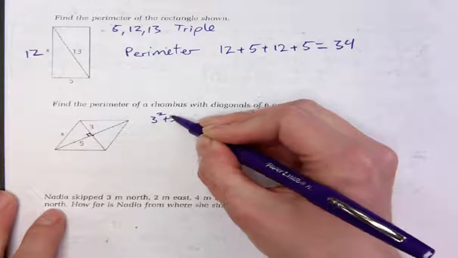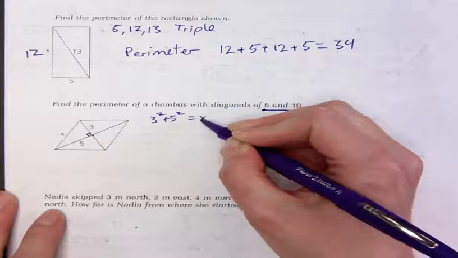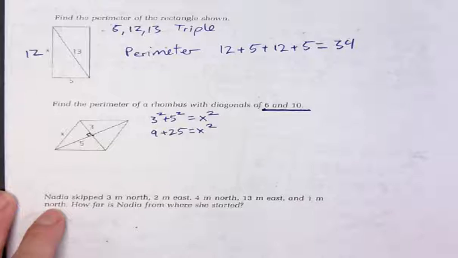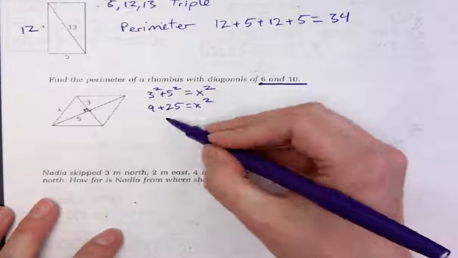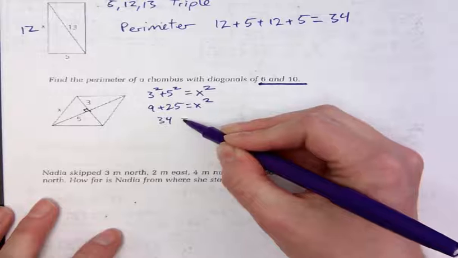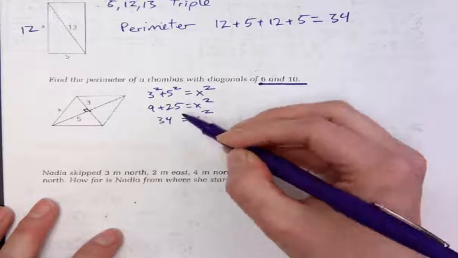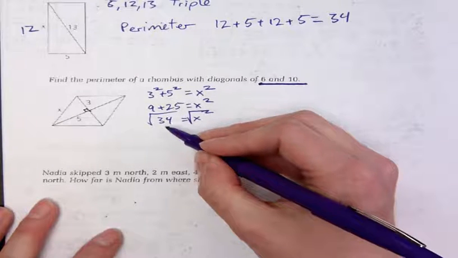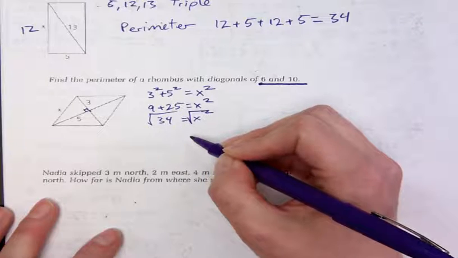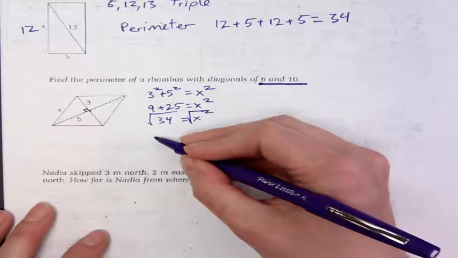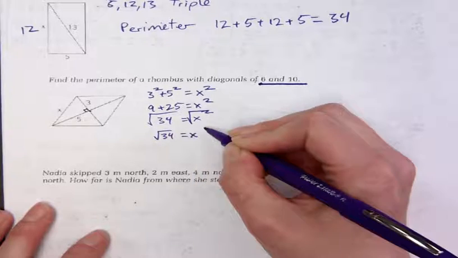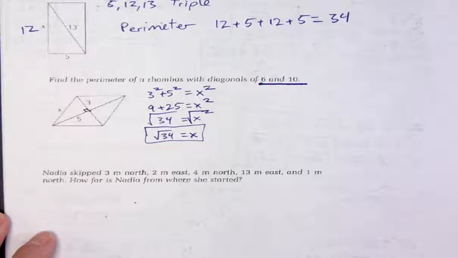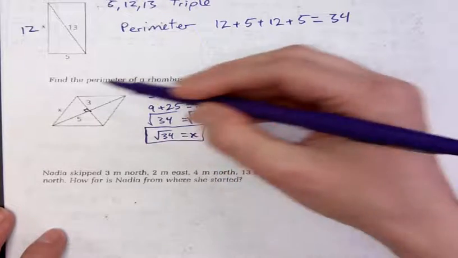So 3 squared plus 5 squared equals x squared. What's 9 plus 25? 34 equals x squared. Is 34 simplify or not? No, it goes to 2 and 17, right? So it can't simplify, and so root 34 equals x. Is that what it asked us to find? No. What else do we know about rhombus that will help me find the perimeter?